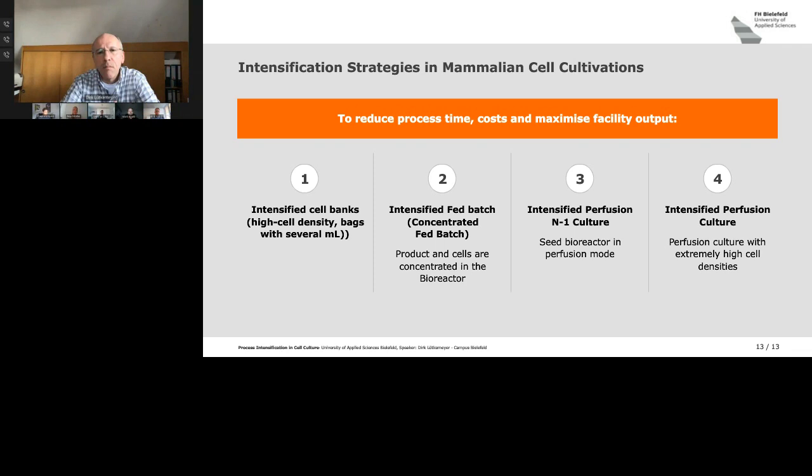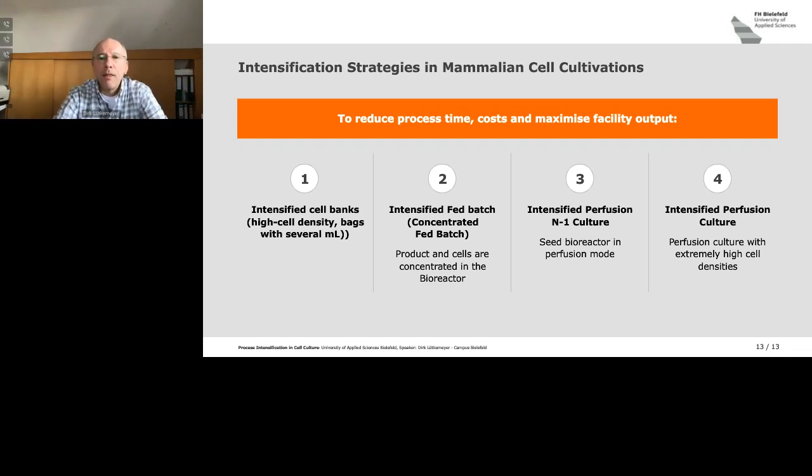Second is intensified fed batch, sometimes called concentrated fed batch. Here is more or less a mixture of fed batch and perfusion, but the cell retention device concentrates or retains the product as well. I will show an example. And then third, intensified perfusion N-1 culture. Here, the seed bioreactor is run in perfusion mode. I will show results in a minute. And the last is perfusion culture, but with extremely high cell densities.